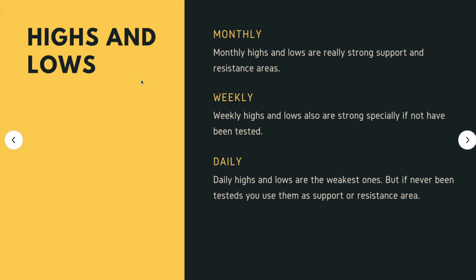Highs and lows are very important and are areas that have a lot of interaction and can work as a magnet. Monthly highs and monthly lows are really strong support and resistance areas and usually will attract the price, especially if it's not retested. You can expect the price to move to hold highs and lows, monthly highs and lows, if they are not retested.